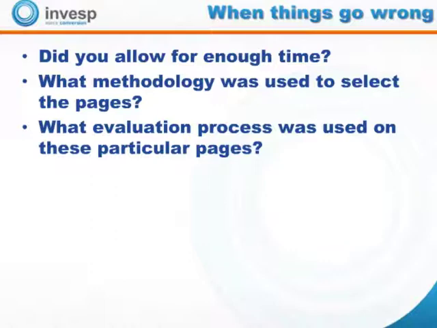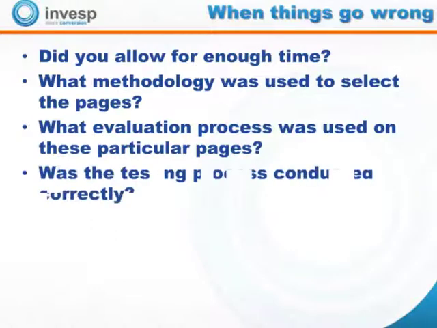The final question is to ask, was the testing process conducted correctly? One of the things that we run into lots of times is that people get excited about testing, especially when you produce positive results. So one of the areas that we see is people really go wild with testing. They're testing the main homepage, and at the same time they're testing the product page, and at the same time they're testing the category pages. And they think to themselves, well, these are separate tests, so they should not impact each other.